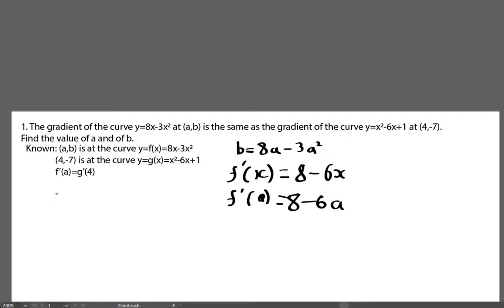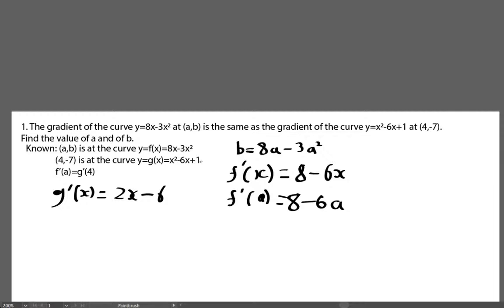Secondly, let's go and try to find g prime of x. First, let's just derive this x squared here, which would be 2 goes to the front, x to the power of 2 minus 1. We don't need to write anything. Minus 6, because this here is an only x. If it is an only x, you would just only care about the coefficient. And then plus 1, if it is a constant, you don't need to write it again. So yeah, it's 2x minus 6.